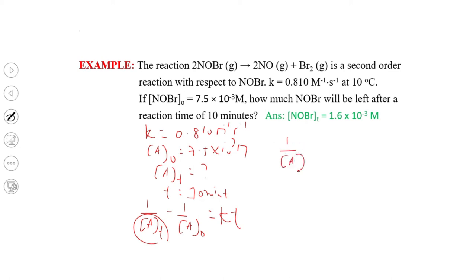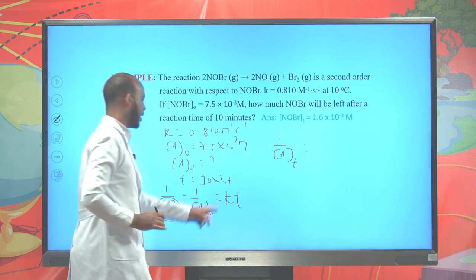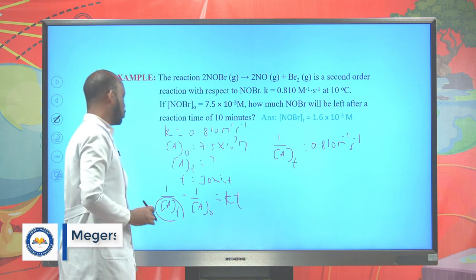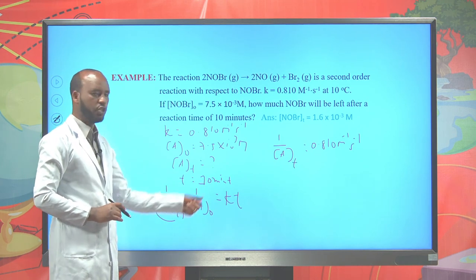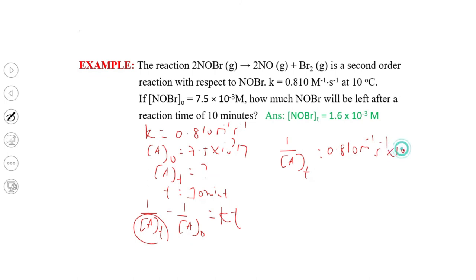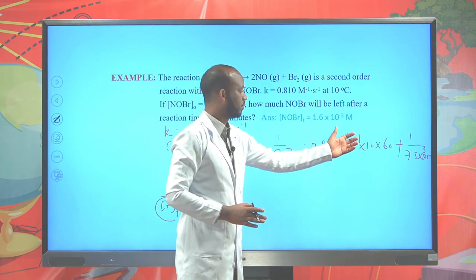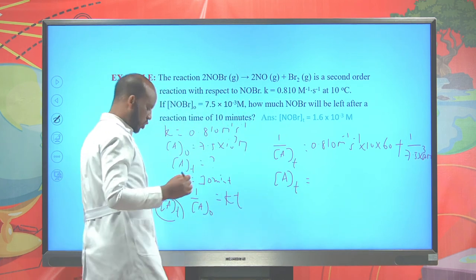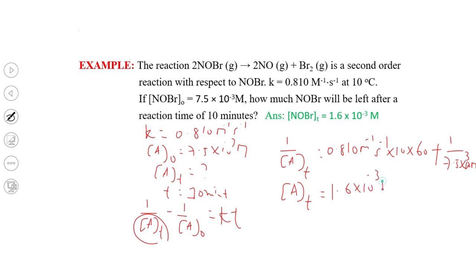1 over concentration of A after 10 minutes equal k is 0.810 per molar per second times t in seconds. 1 minute is 60 seconds. Therefore, 10 minutes is 10 times 60 seconds, plus 1 over initial concentration. 1 over initial concentration of NOBr is 7.5 times 10 to the power of minus 3 molar. Now, multiplying this, we get concentration of A after 10 minutes equal 1.6 times 10 to the power of minus 3 molar.